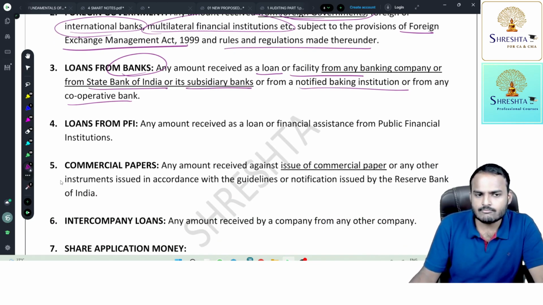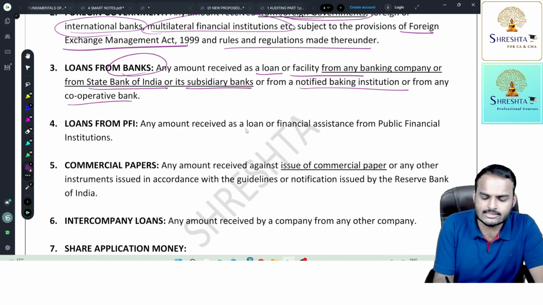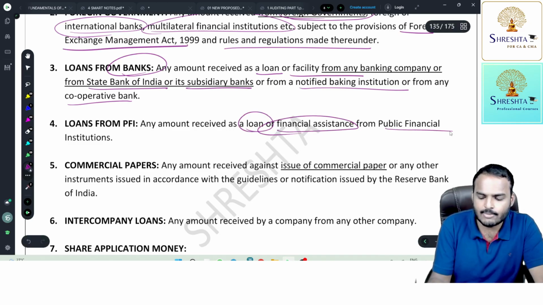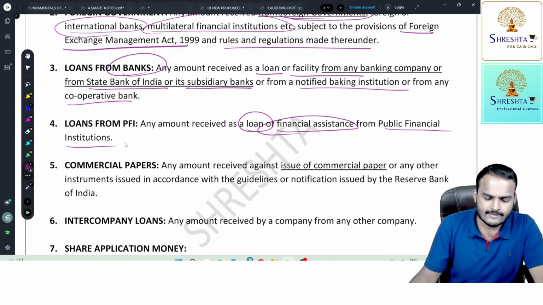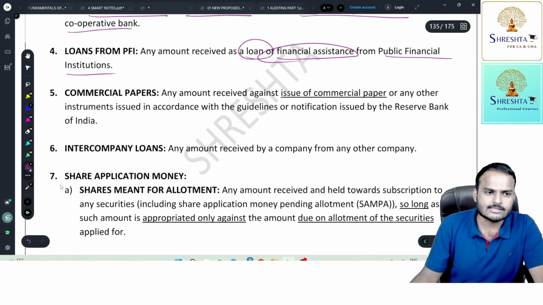Suppose I borrowed some 1 crore from LIC. Now this is also a loan. This is not a deposit. So amounts received as a loan or financial assistance from public financial institutions are also not treated as deposits. Next one, commercial papers.